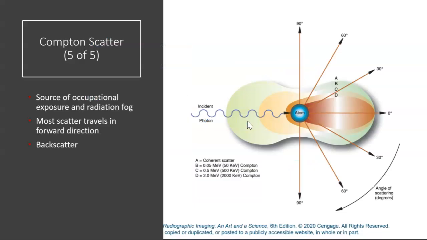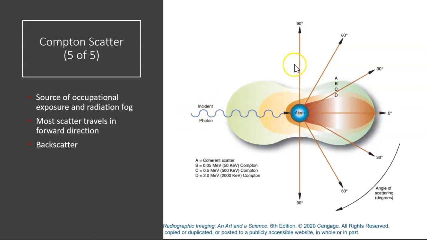All right, so Compton scatter is the source of occupational exposure and radiation fog, what we call fog or noise on our IR. Most scatter travels in a forward direction, but there's also the backscatter. So the backscatter, you see here's your incident photon. It would come right back over here, right back on top of where the incident came in.